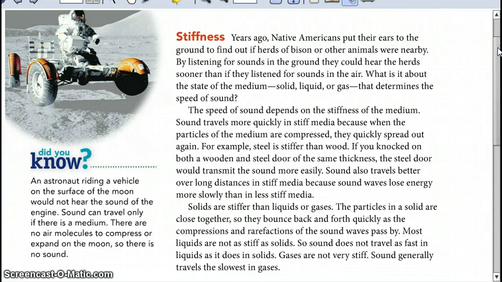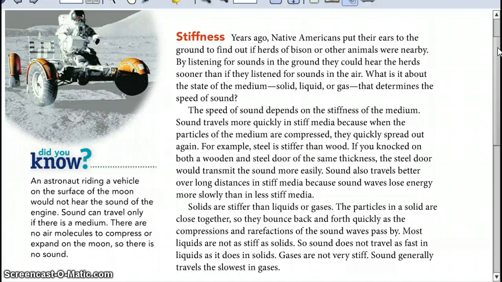Stiffness. Years ago, Native Americans put their ears to the ground to find out if herds of bison and other animals were nearby. By listening for sounds in the ground, they could hear the herd sooner than if they listened for sounds in the air. What is it about the state of the medium, solid, liquid, or gas, that determines the speed of sound? The speed of sound depends on the stiffness of the medium. Sound travels more quickly in stiff media because when the particles of the media are compressed, they quickly spread out again. For example, steel is stiffer than wood. If you knock on both a wooden and a steel door of the same thickness, the steel door would transmit the sound more easily. Sound also travels better over long distances in stiff media because sound waves lose energy more slowly than in less stiff media.